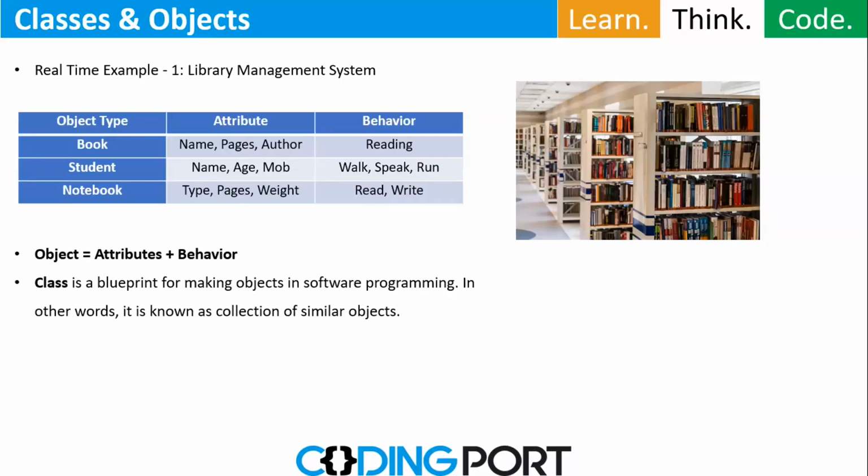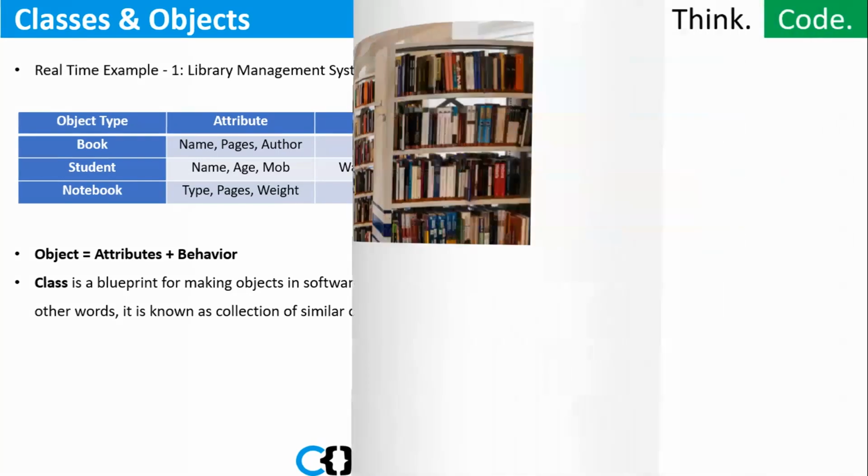But wait, how do we make software objects? How can we realize these real-time objects in the software world? We need to understand the very important concept of class before proceeding ahead. Class is nothing, guys. Class is a blueprint for making objects in software programming. In other words, it is known as a collection of similar objects. Don't worry, I'm going to explain it very shortly.